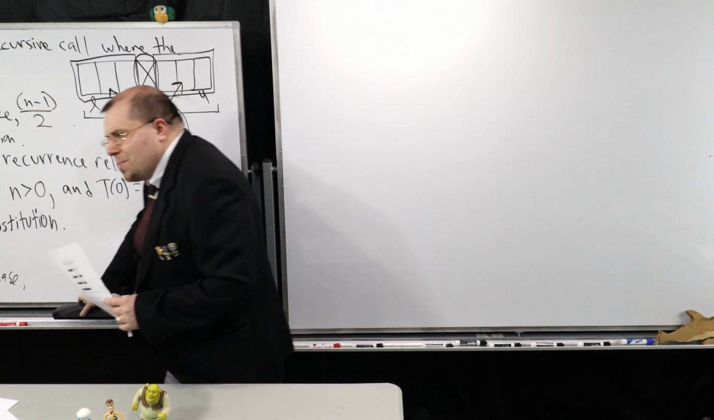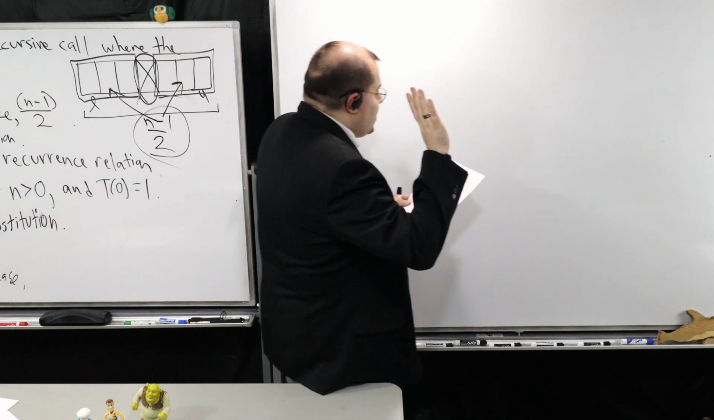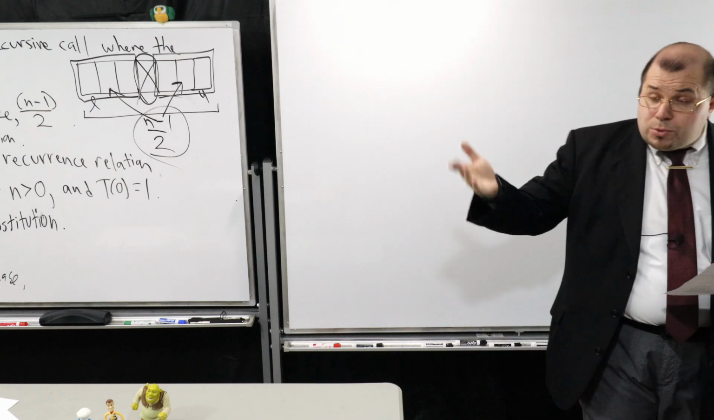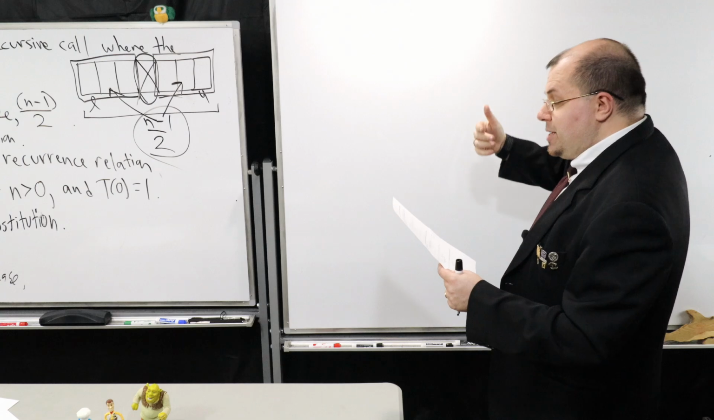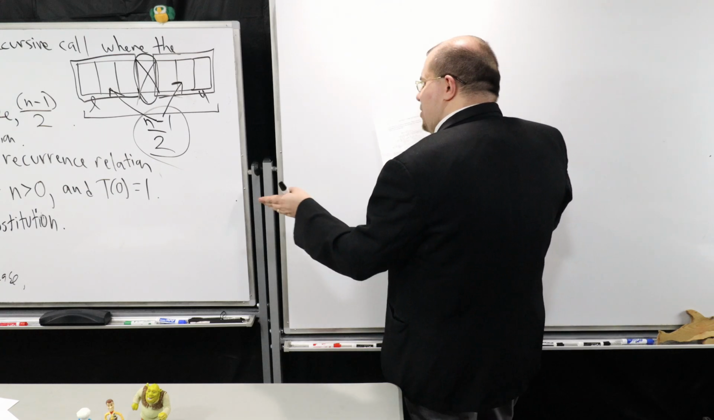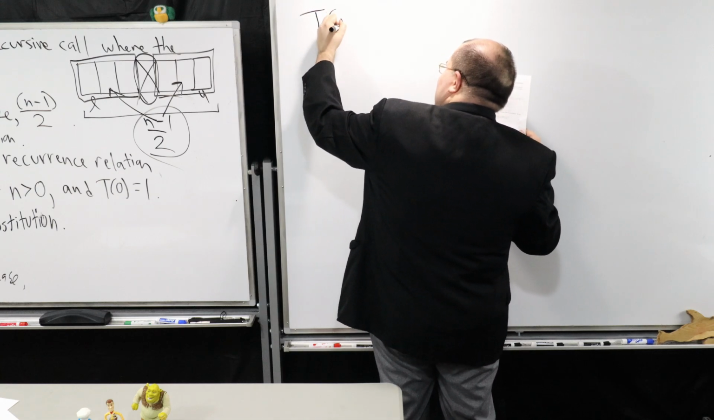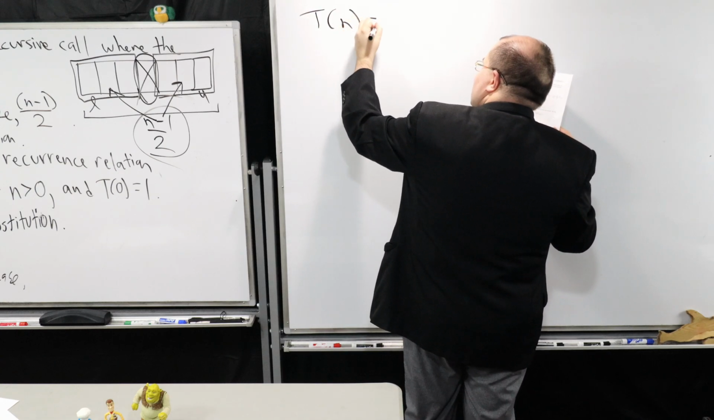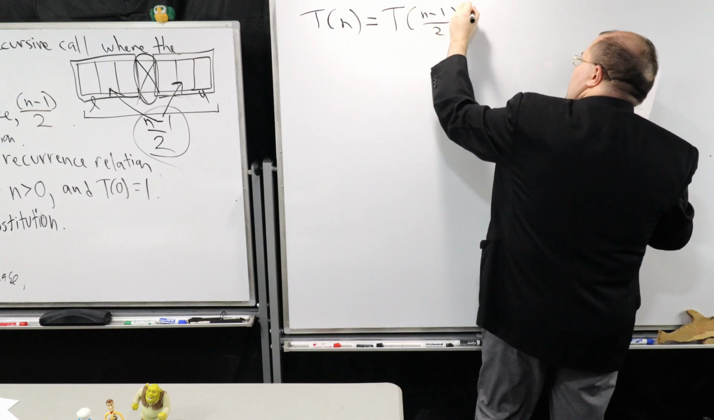So let's proceed. What I'm going to do is expand the recursive part by writing a new equation. That's what I'm going to do over and over again, and we're going to try to see if we can find a pattern, okay? So I have T of n. Remember, we have T of n is equal to T of n minus 1 over 2 plus 1, right?